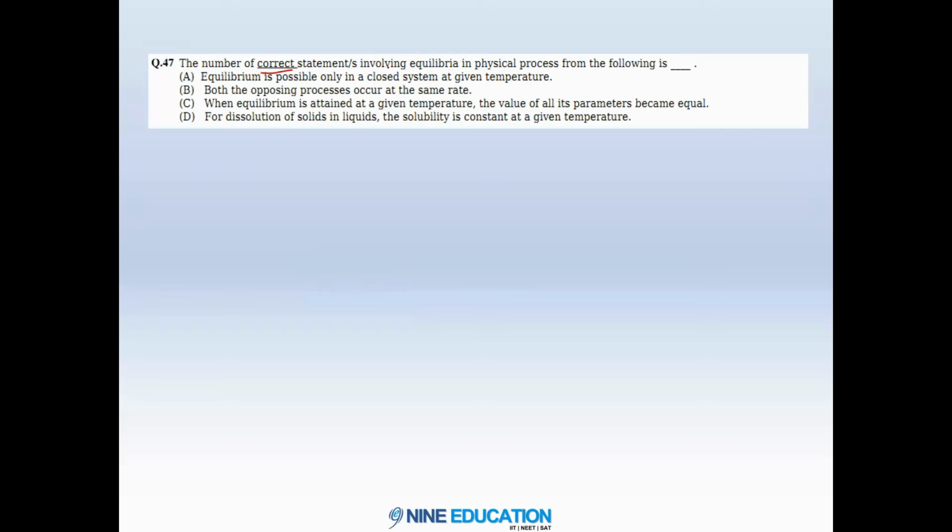The number of correct statements involving equilibrium in physical processes. Physical equilibrium is nothing but phase transfers, right? Phase transfers are what we call physical equilibrium. So equilibrium is possible only in a closed vessel, which is absolutely correct. Suppose liquid H2O is there, and if you leave it in an open vessel, the H2O gas, everything will evaporate and escape out. So what is the point? Okay, so it will be there only in a closed vessel. Both the opposing processes, that is forward as well as backward, occur at the same rate. That is the basic definition of equilibrium.